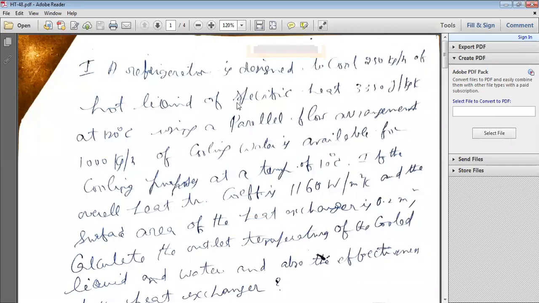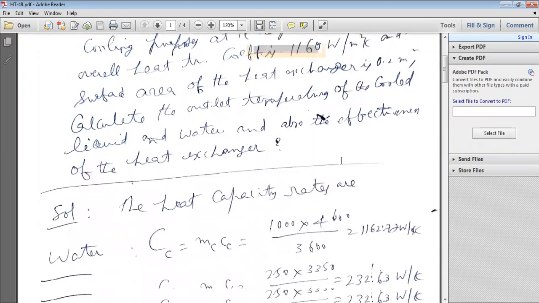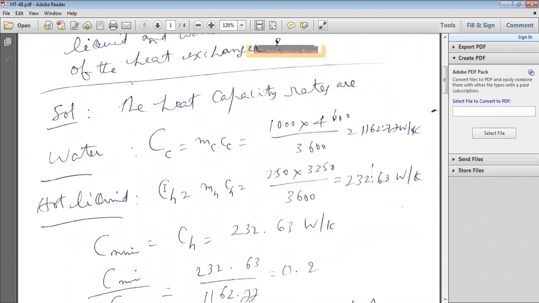So here, given hot liquid specific heat 3350, substitute that value here. So heat capacity of the hot fluid, by multiplying the mass flow rate with specific heat, you will be getting heat capacity of the hot fluid. That is 250 into 3350 divided by 3600. From that calculation, you will be getting heat capacity of the hot liquid 232.63 watt per Kelvin. If you get the units for this, that will be watt per Kelvin.